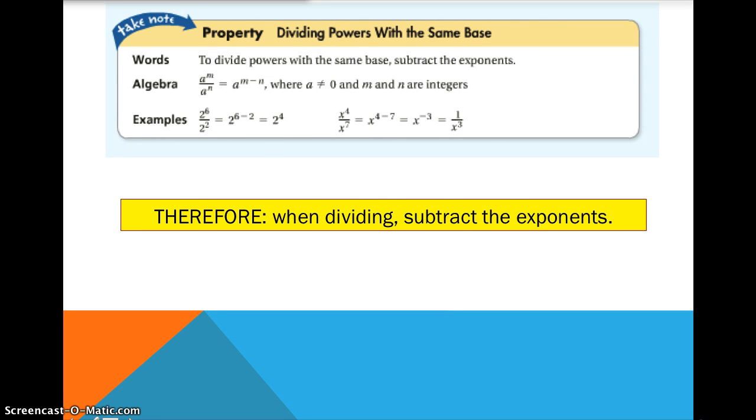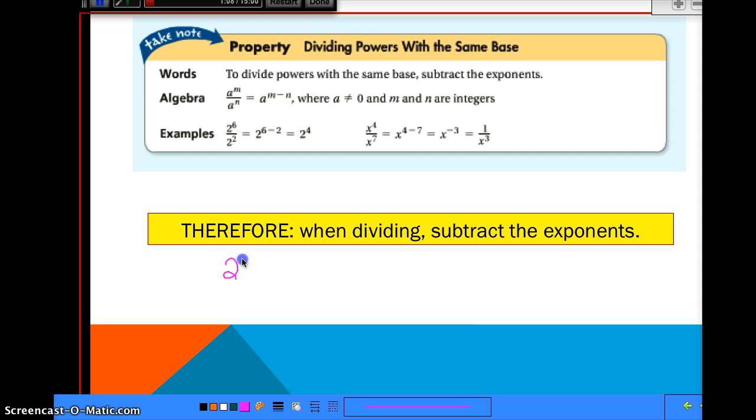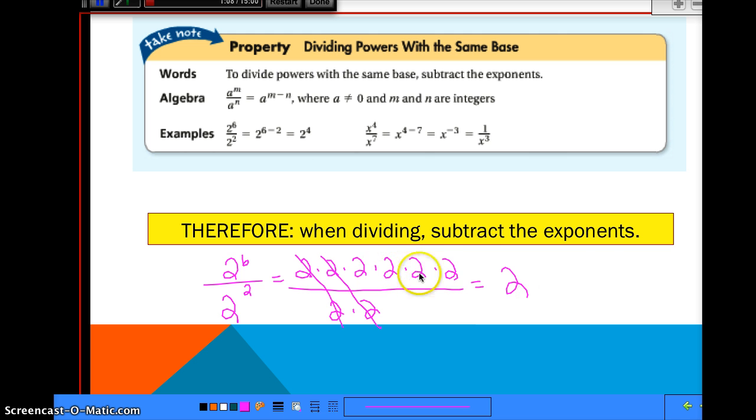Okay, so if we look at the first example here, which might be hard to read, I'll write it down here. It's 2 to the 6 divided by 2 squared. If you wanted to do it the long way, 2 to the 6 means 2 times 2 times 2 times 2 times 2 times 2, 6 of them, and 2 times 2. You would cancel your 2's, and you would be left with 2 to the 4th power. Or you can use the rule, which is take your exponents, 6 minus 2, which is 4, which still comes out to 2 to the 4th.